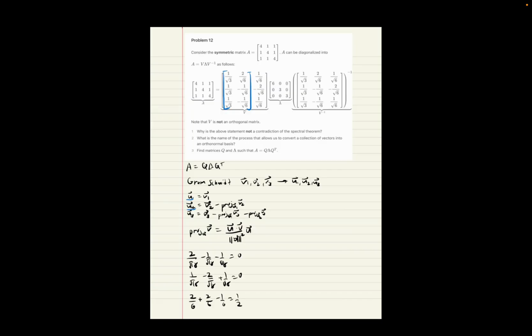And that means that we only have to do the very last step of finding u3, where our v3, the original third vector, is going to be the third column of V. And since our u1 and v3 are already orthogonal to each other, we can disregard the second term, meaning that all we have to find is v3 minus the projection of v3 onto u2. So let's calculate that projection.